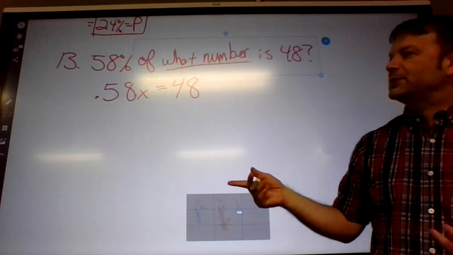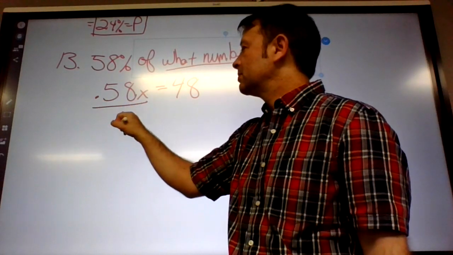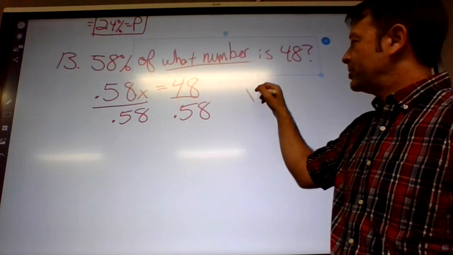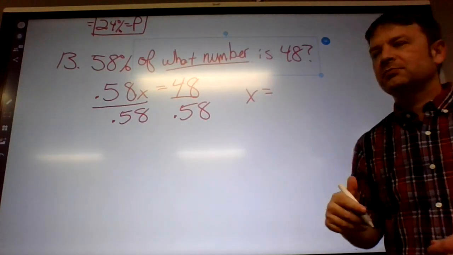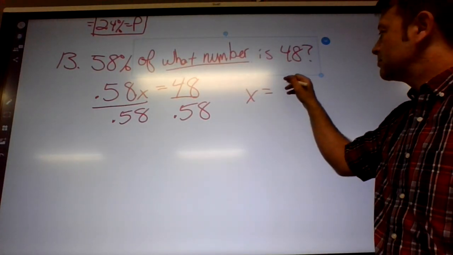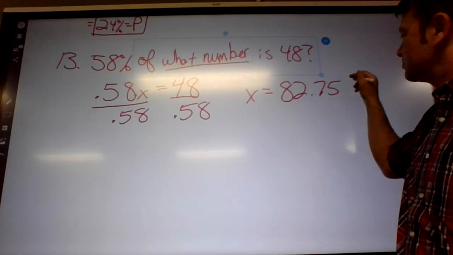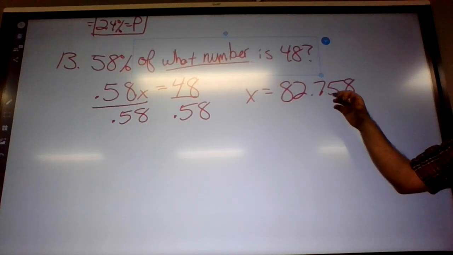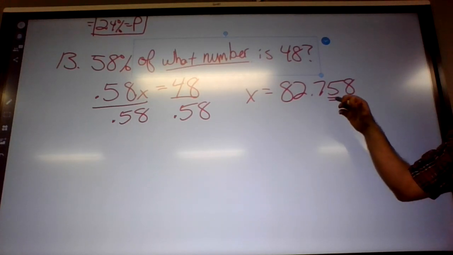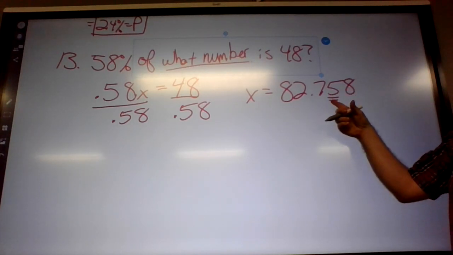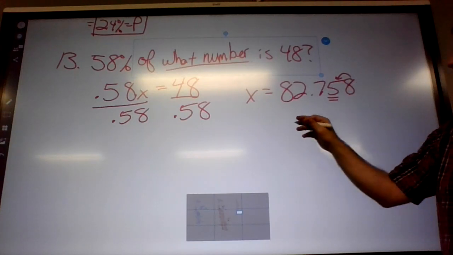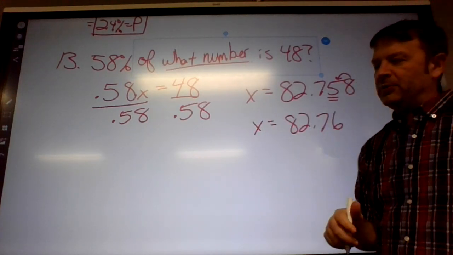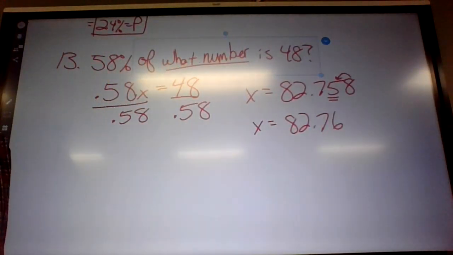Because what do we do to solve this? Divide by 25. And did anybody plug that in the calculator yet? It's 82.758. Alright, so we're rounding to the hundredths. So is that closer to 0.75 or 0.76? 0.76, so 82.76, is that right? I don't remember that answer. Yeah, that's right.